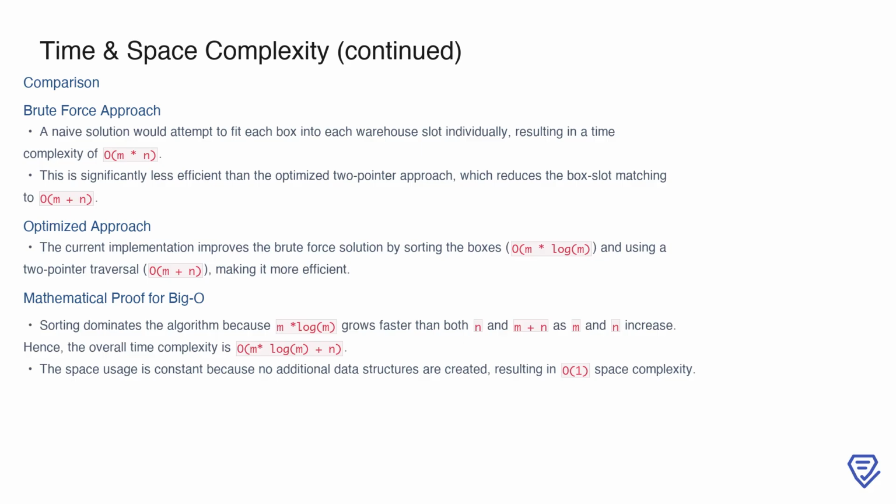Mathematically, we can see that the sorting step dominates the algorithm's runtime because m*log m grows faster than both n and m plus n as the input sizes increase. Therefore, the overall time complexity simplifies to m*log m plus n. Finally, since the algorithm does not use any additional data structures, the space complexity remains constant at O(1).